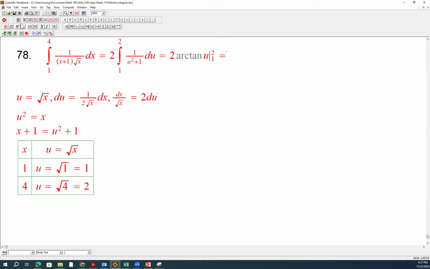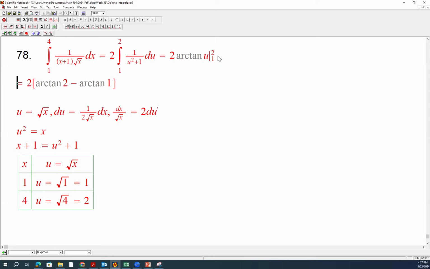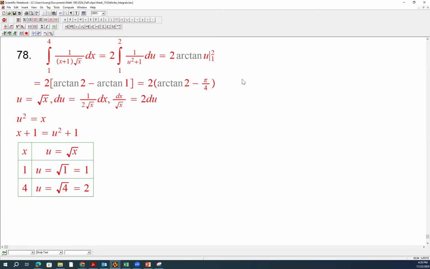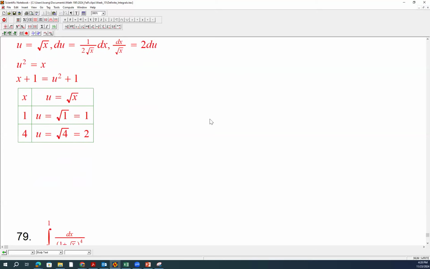So near the end, 2 times arctan of 2 subtracting arctan of 1. And what would that be? You do not need to use the calculator. I'm just going to show you the answer. The answer is arctan of 2 minus pi over 4, because we know that arctan of 1 equals pi over 4. That's it. You do not need to go further.